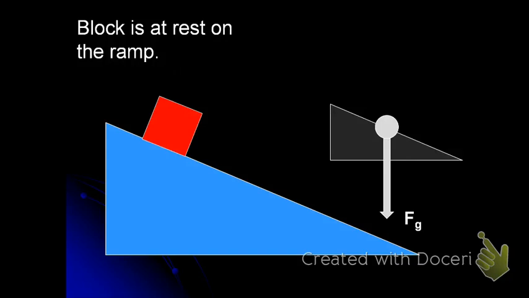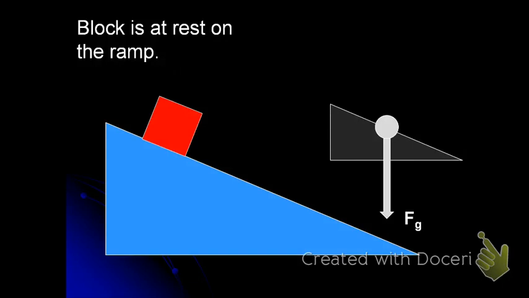What do I do next? I need to find my contact forces, right? What's touching my box? The ramp. What kind of force or forces can the ramp exert? Friction and normal. I'm not going to do tension because there's no strings, but a surface, like a ramp surface, can possibly exert friction force and normal force.